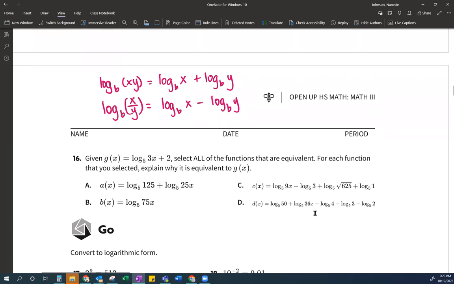So I'm going to write log pretty big. I'm going to go like this, log base 5. And the first thing I want to check is to make sure that all the bases of the logs are exactly the same. Base 5, base 5, base 5, base 5, base 5.